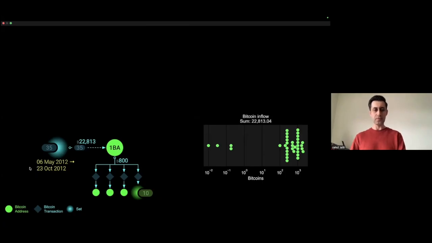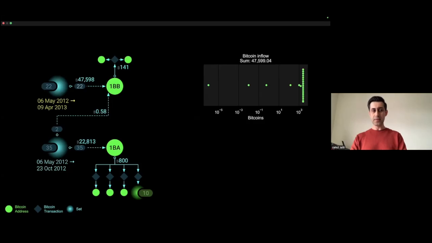So just to walk over the visualization here. Between May 2012 and October 2012, this particular address received a total of about 22,000 Bitcoins. And this plot shows the distribution of those values. Many of those transactions were small, but a decent portion of them were hundreds or thousands of Bitcoins in each transaction.